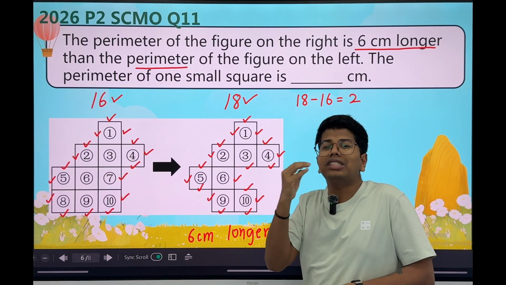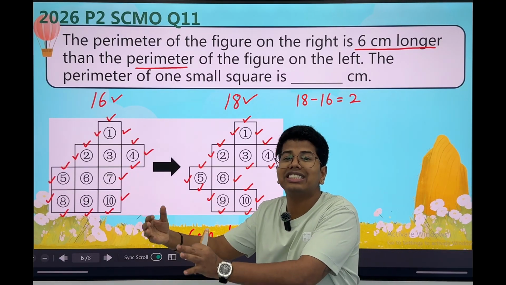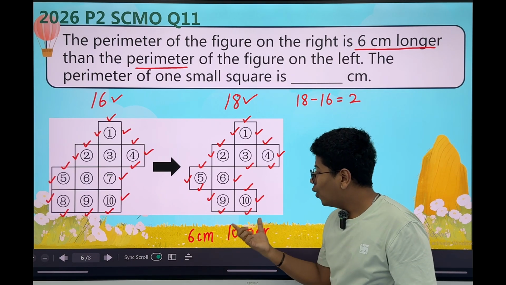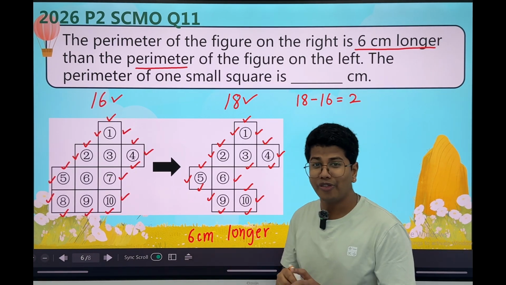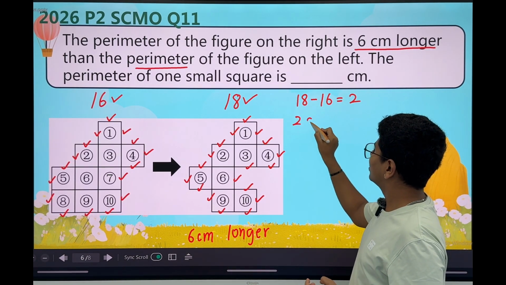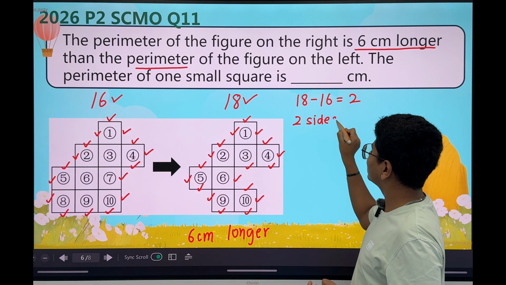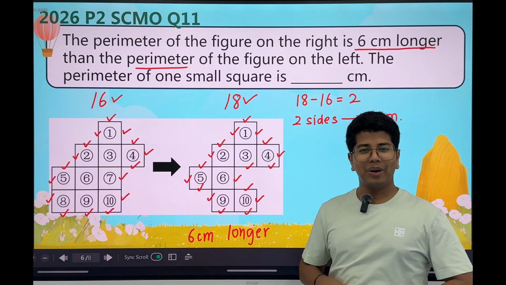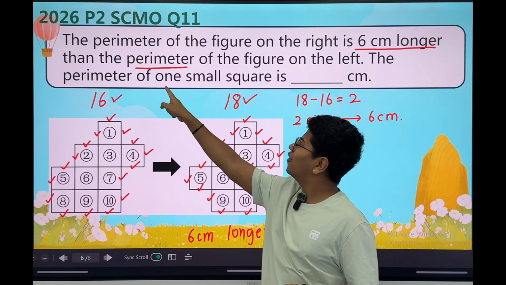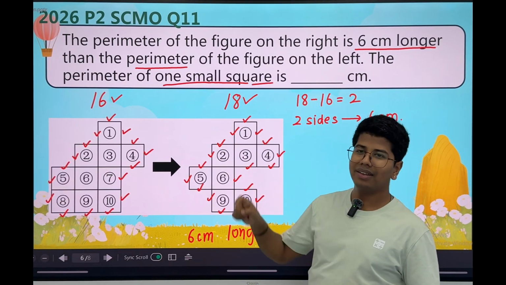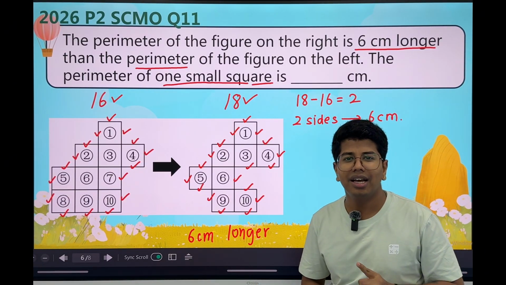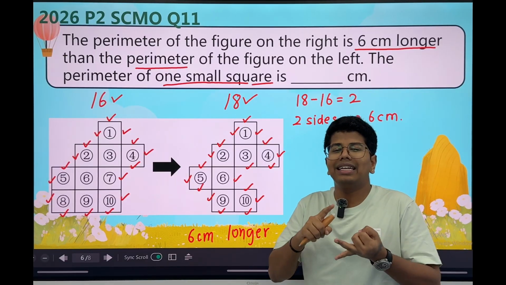And because of these 2 extra sides, this perimeter is how much longer? Oh, it's 6 centimeter longer. So, for 2 sides, the question says it's 6 centimeter. Now, the question is asking us to find out the perimeter of one small square. For one square, how to calculate the perimeter? Oh, we just need a side and times it by 4.